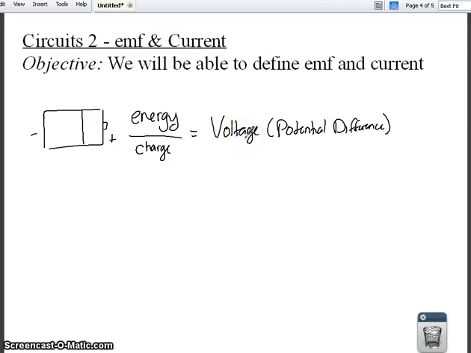So all batteries have a voltage. For example, this would be a 1.5 volt battery. You have those square batteries that look like this. These are 9-volt batteries. I believe the battery in your phone is like a 3.7-volt battery. Cars have 12-volt batteries. All batteries have a voltage, or a potential difference.